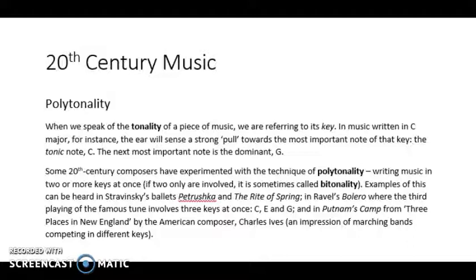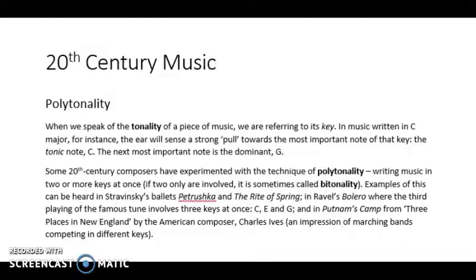Some 20th century composers have experimented with the technique of polytonality, writing music in two or more keys at once. If two only are involved, it is sometimes called bitonality. Examples of this can be heard in Stravinsky's ballet Petrushka and The Rite of Spring.